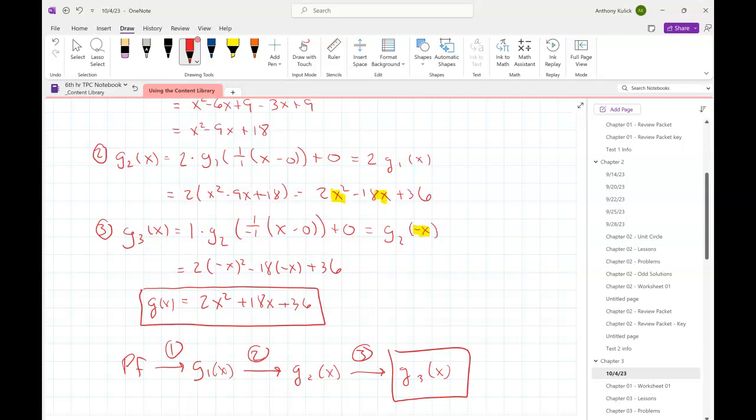Does that feel okay? I think sometimes drawing a picture of what we just did symbolically helps. We start at f of x, the parent function, we turned it into g1, then we turned g1 into g2, we turned g2 into g3, and that was our final answer. Okay with that idea?